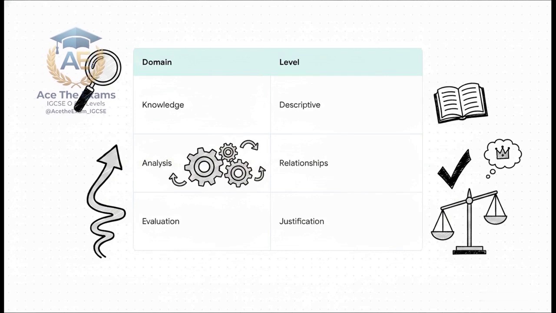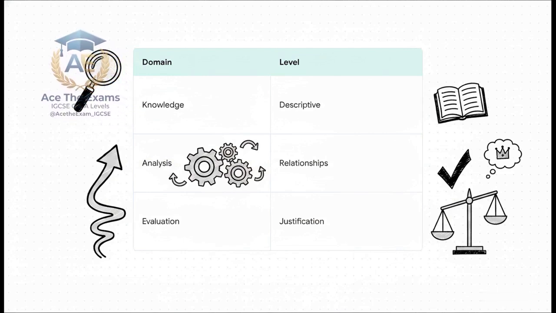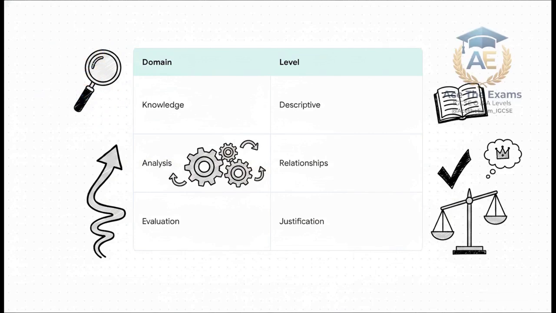To hit that highest marking band, you absolutely cannot just describe a fact. You have to evaluate competing hypotheses. Let me give you an example. It's the critical difference between the command word explain and the phrase to what extent. If a prompt asks you to explain, you're operating in those lower domains. You just outline the what and the how. But if it asks to what extent do you agree with the author's hypothesis, you are now in AO3 territory. You have to weigh the evidence, judge the validity of the claims, and form a highly synthesized conclusion.